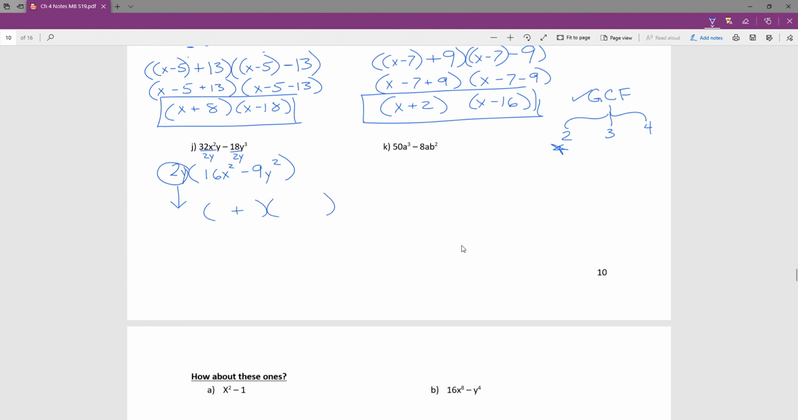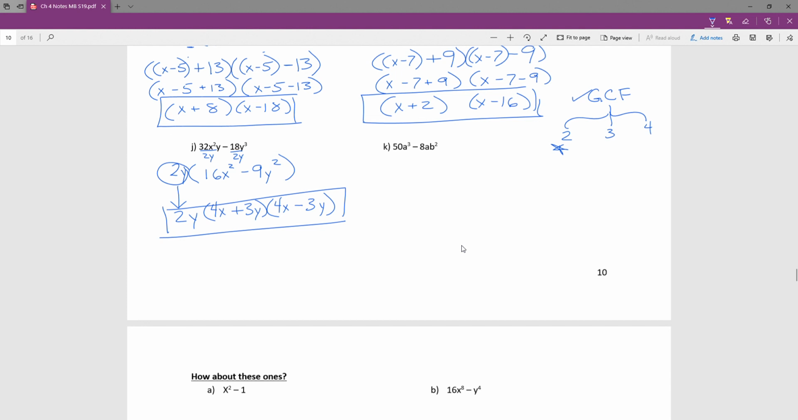So you put down the brackets, you take the square root of the first term and the square root of the second term, and you should be done. And again with this one, if you wanted to, you could reverse it back out. You could FOIL out your 2 binomials and then distribute the 2y, and you should end up back to your original question. K is another one for you to give a try with.